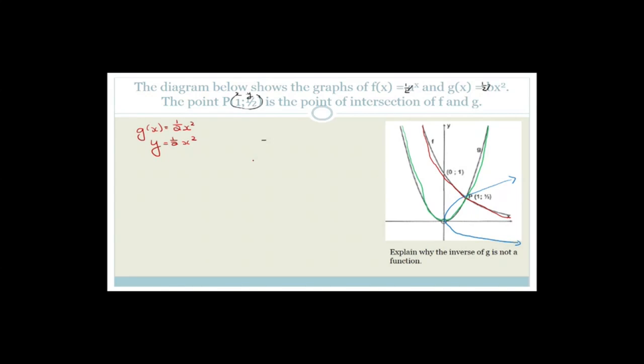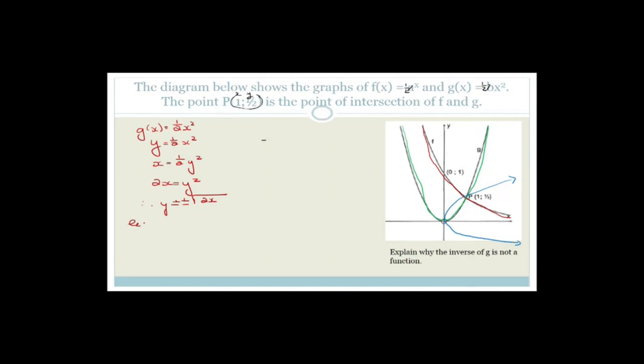But now if we want to find the inverse, we swap the x and y. So it becomes x is equal to 1/2 y squared. So therefore we've got 2x is equal to y squared. Therefore we can say that y is equal to plus or minus the square root of 2x. Do you see that for every x value, there's more than one y value?